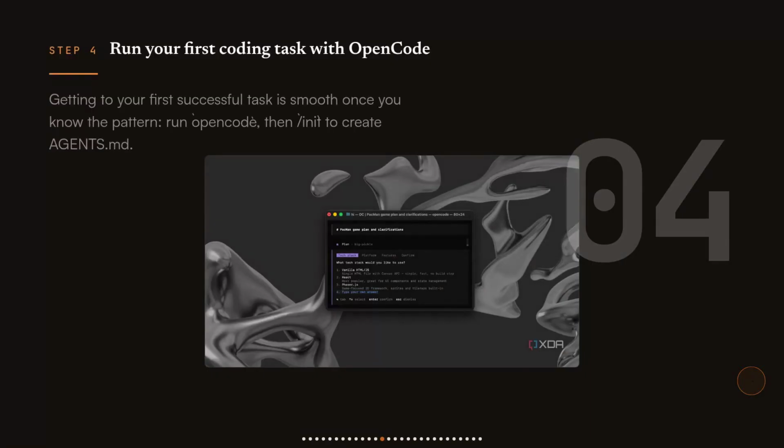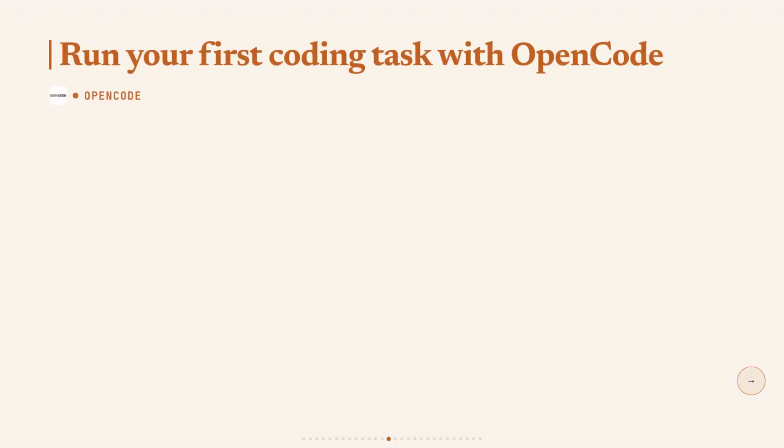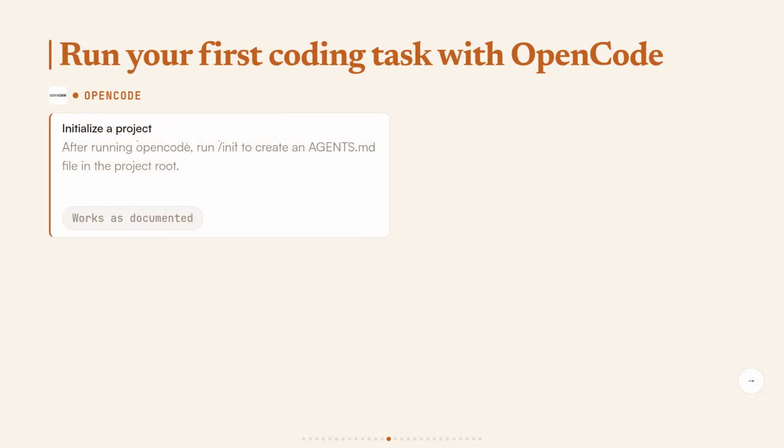Getting to a working first task follows a clean 4-step pattern in the docs. cd into your project, run OpenCode, run /init to generate an agents.md file, then ask something small. That agents.md file matters more than it sounds. It's how the agent understands your project's context, so skipping init is the number one way people get confused output on their first try. Community guidance is consistent here.